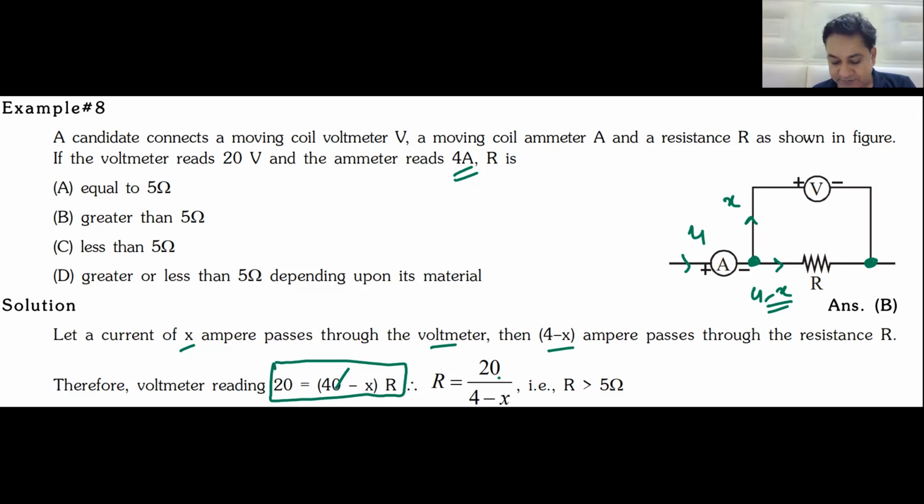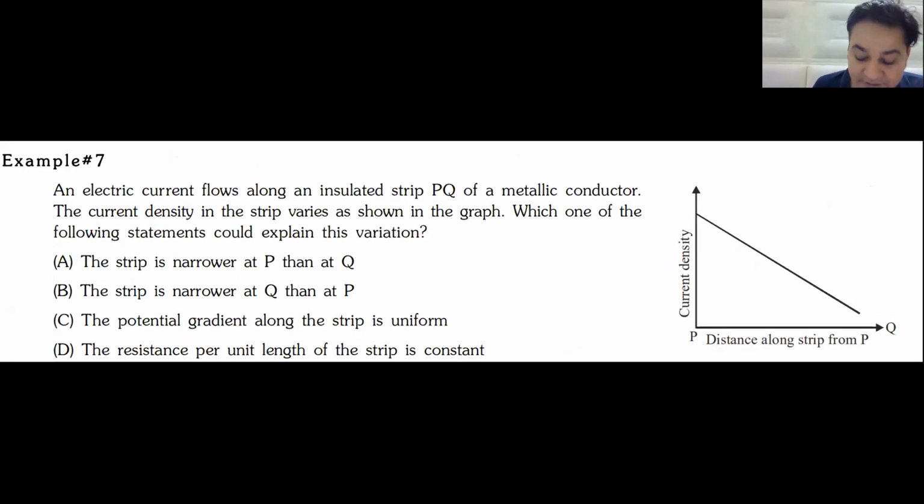This is again a pretty simple theoretical one. I hope you can do this quickly, fast. An electric current flows through an insulated strip PQ of metallic conductor. The current density in the strip varies. Okay, current density is varying. Which one of the following statements could explain the variation? Why is this current density varying?